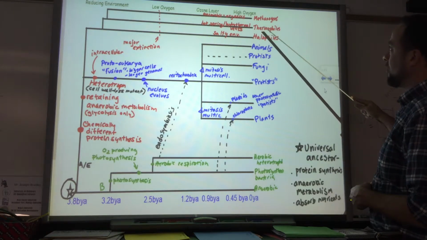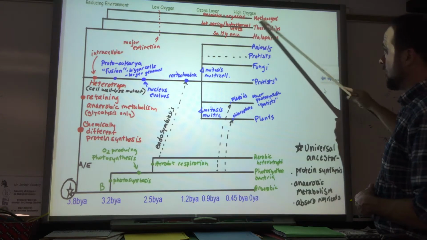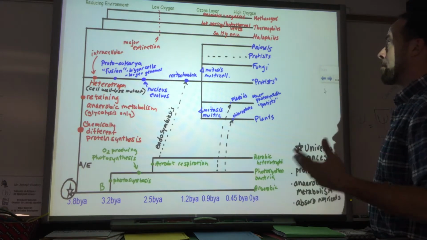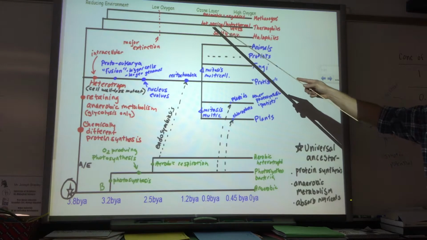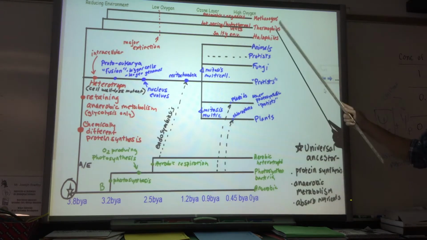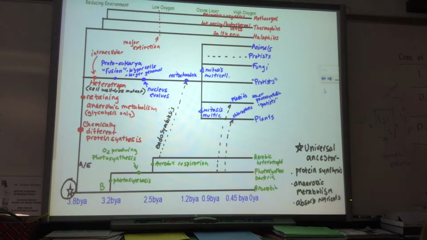So the ones that lived where there were organics available, but no oxygen, were the methanogens, and they produced methane. And you have the ones that lived in hot springs or hydrothermal vents, those are thermophiles. And then finally you have those that live in salty environments, those are halophiles. So those are all phyla of the group Archaea, the domain Archaea.